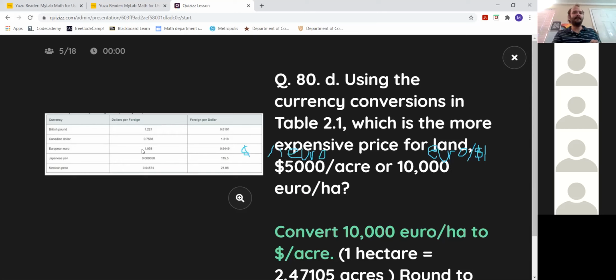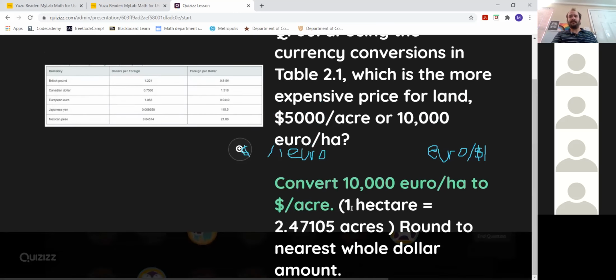Okay, so I think you should probably either be multiplying by the 1.058, or if you do it the other way, you're dividing by the 0.9449. So that's going to get us to dollars per hectare. And then if we want to get to acres, our hectares are on the bottom in our units, so they need to be on the top here, which puts this number on the bottom. So we should be dividing by this number. So you're either multiplying or dividing by this one.